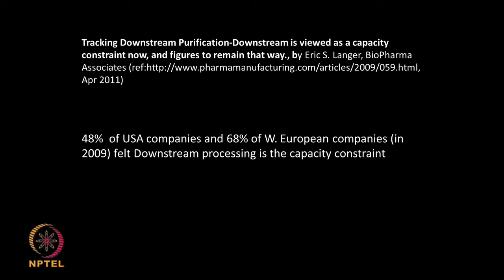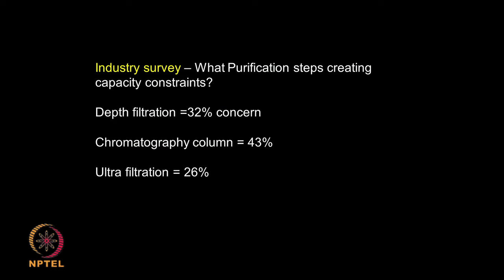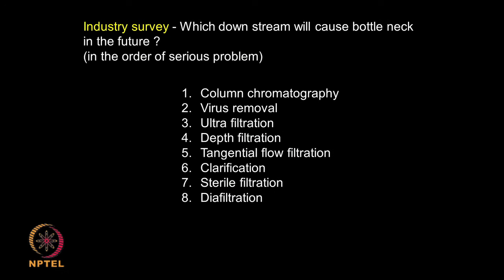The top concerns of industry, in a survey done in 2000, were that the cost of the chromatography step in purification is going to be a big issue, and the companies want to move away from protein A as an affinity chromatography ligand. So, these are two concerns in the industry. When an industry survey was done on which purification steps are going to create capacity constraint: depth filtration 32% worry, chromatography 43% worry, ultrafiltration 26% worry. So, you see that these issues in the purification stages are going to limit your capacity.